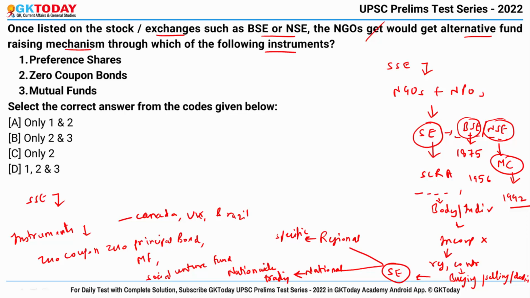Here first is preference shares. What are preference shares? See, there are two types of shares that a company can issue. Okay, first is equity share and second is preference share. What is the difference? Actually, when we talk about preference shares, these have preferential right to receive dividend at a fixed rate before any dividend or profit is paid to the equity shareholders. Okay, so they are kind of priority for the company.